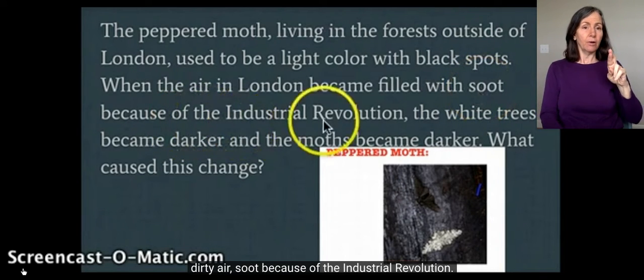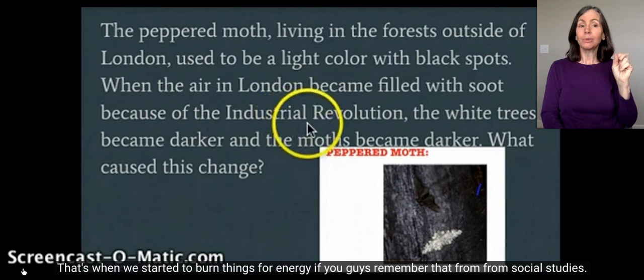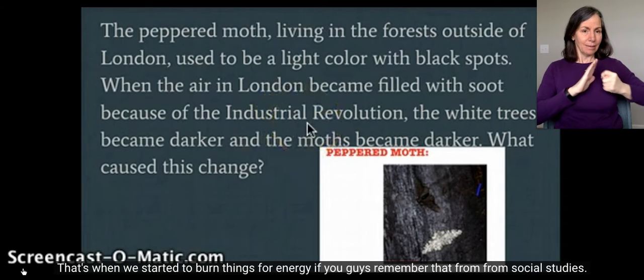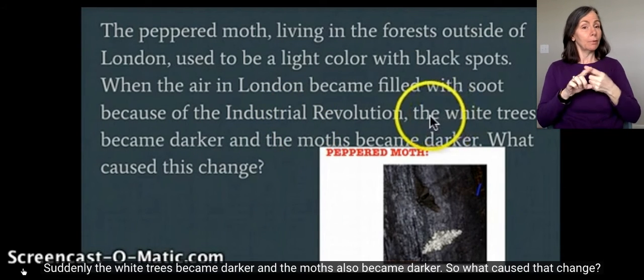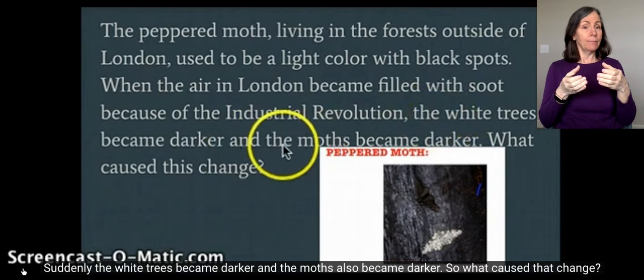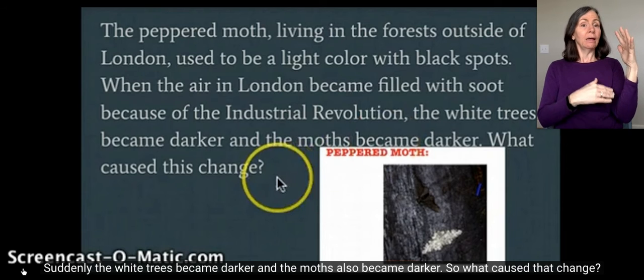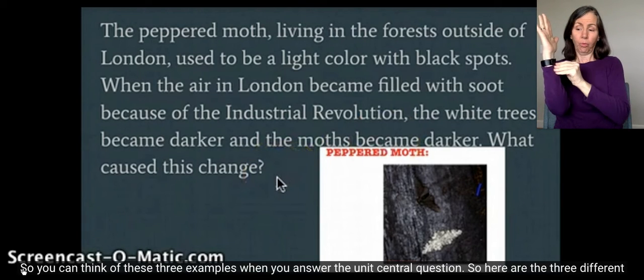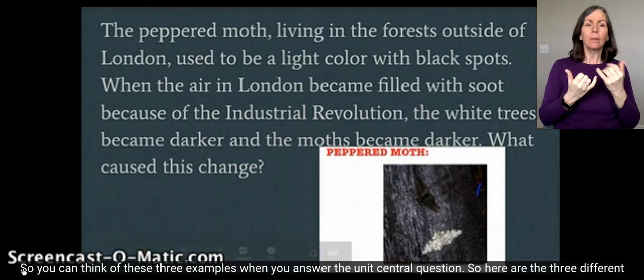Because of the Industrial Revolution, that's when we started to burn things for energy. If you guys remember that from social studies. Suddenly the white trees became darker and the moths also became darker. So what caused that change? So you can think of these 3 examples when you answer the unit central question.